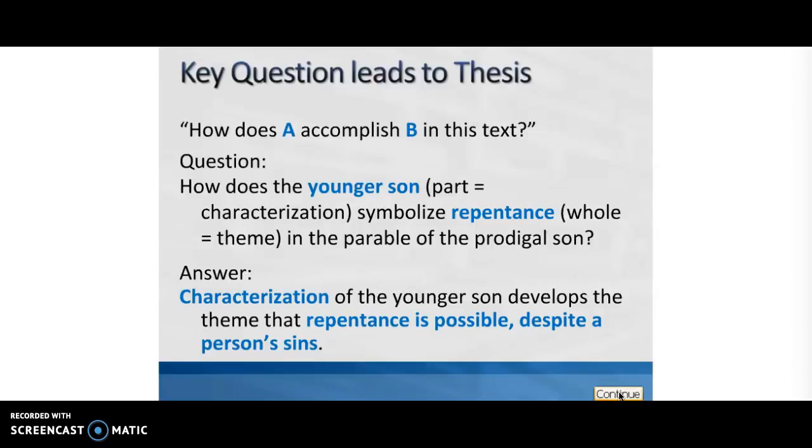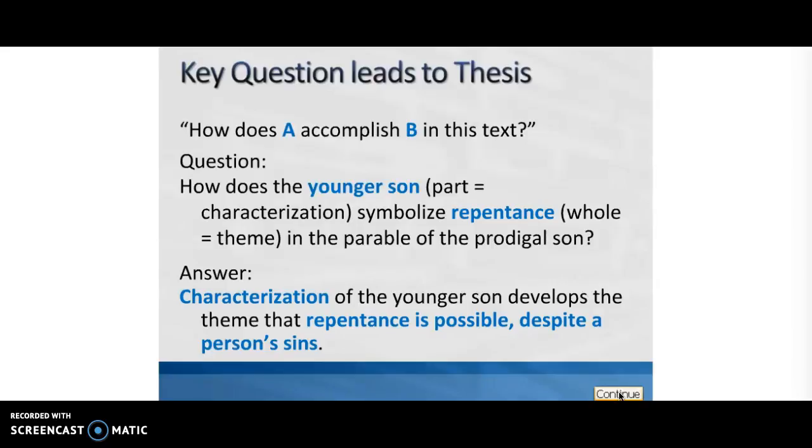For example, if I were writing an analysis of the parable of the prodigal son, I could use the answer to this question as my thesis. In my paper, I would show how the son's characterization is developed and explain how this characterization supports the theme that I've identified. I can also repeat this pattern of question-answer to develop topic sentences for each paragraph.